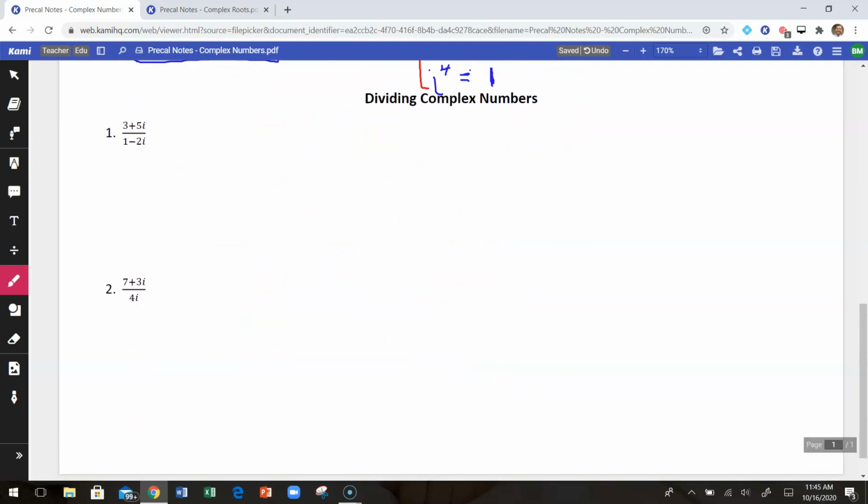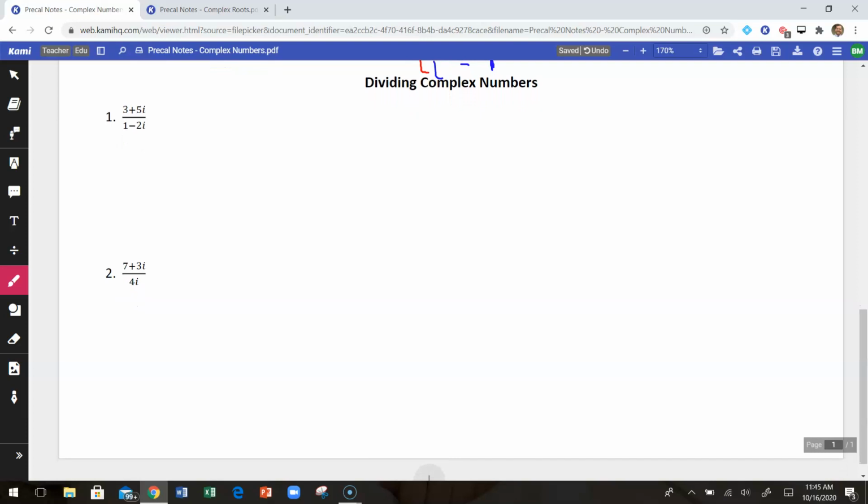Okay, when you divide complex numbers, what you want to do here is look at the bottom, and you want to multiply by the conjugate of the bottom. So I'm going to multiply by 1 plus 2i on top and on bottom, 1 plus 2i. All you're going to do at that point in time is go ahead and multiply out the top. So FOIL the top, FOIL the bottom, and then things are going to cancel here.